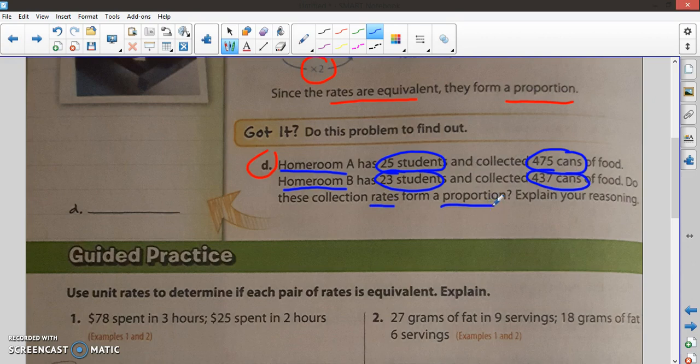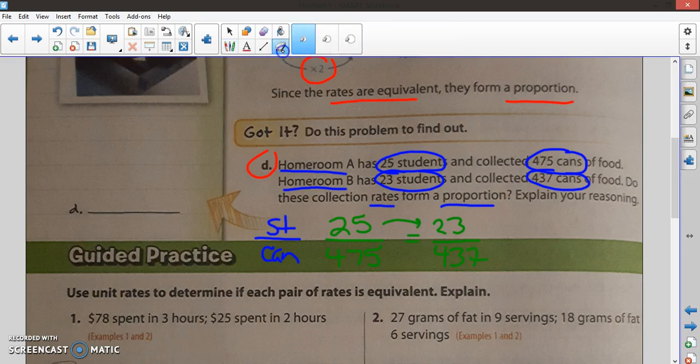Okay, so we're comparing students to cans, right? So that's the order I'm going to write them in. In homeroom A, it's 25 students, 475 cans. We're going to check if it's equal to 23 students, 437 cans. Okay, this one's kind of weird. Actually, I don't like that one at all because it's kind of hard to see the relationship here.